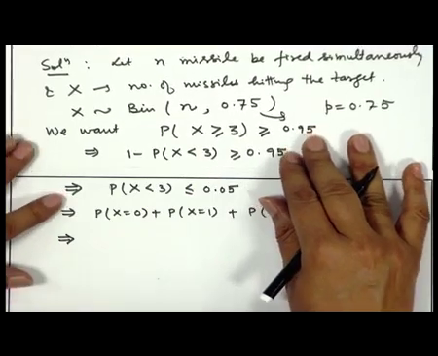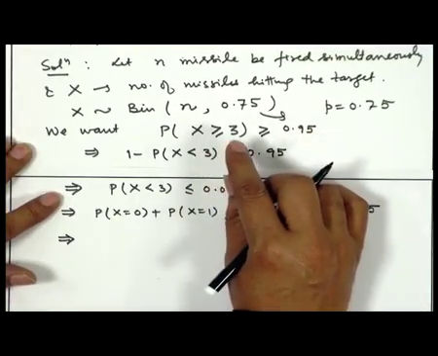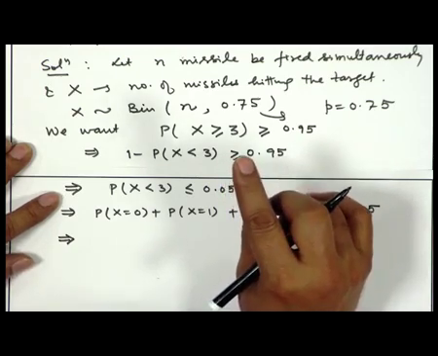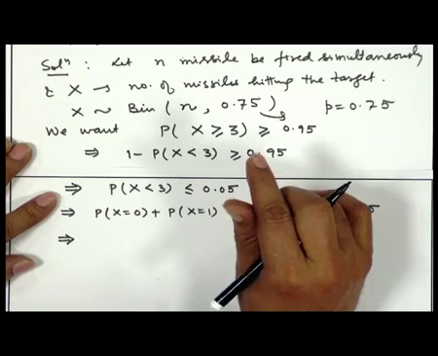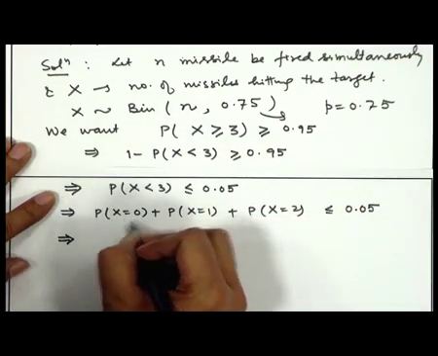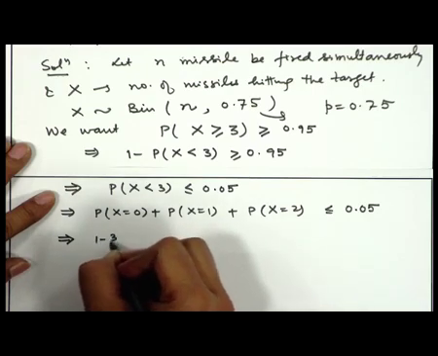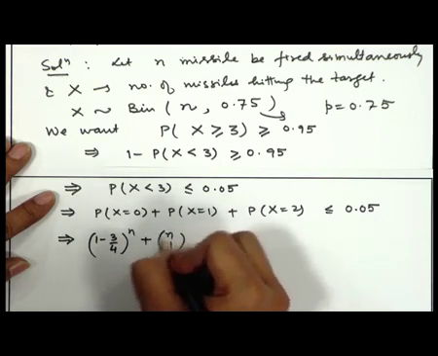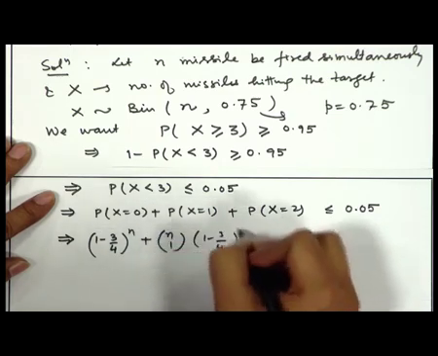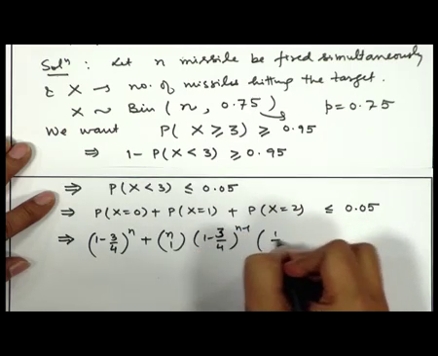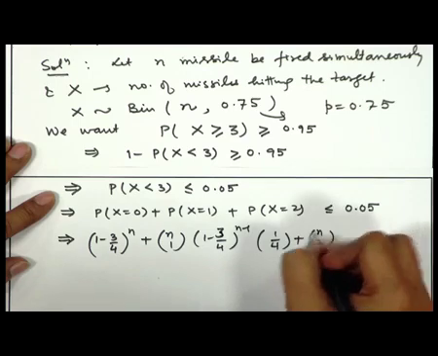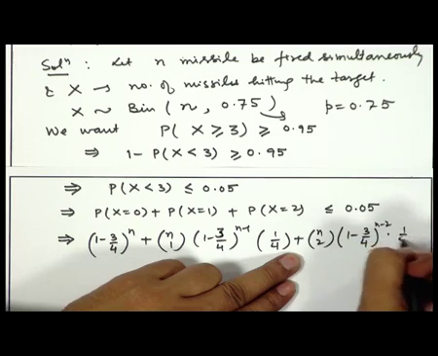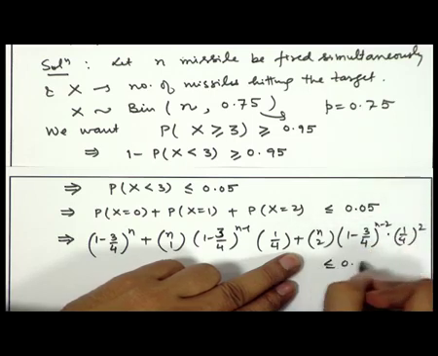From the binomial distribution, the probability of x is nCx p to the power x (1 minus p) to the power n minus x. So, probability x equal to 0 becomes (1 minus p) to the power n. So, that is (1 minus 3/4) to the power n plus nC1 (1 minus 3/4) to the power n minus 1 into 3/4 plus nC2 (1 minus 3/4) to the power n minus 2 into (3/4) square less than or equal to 0.05.